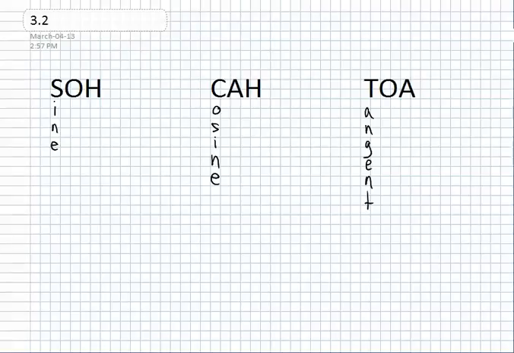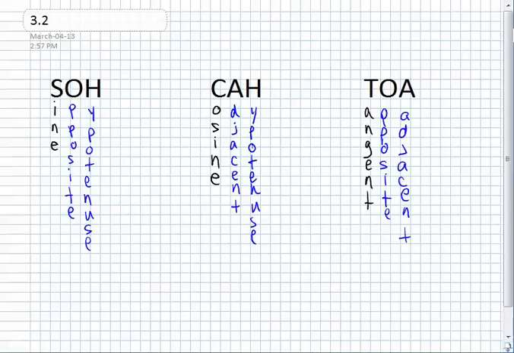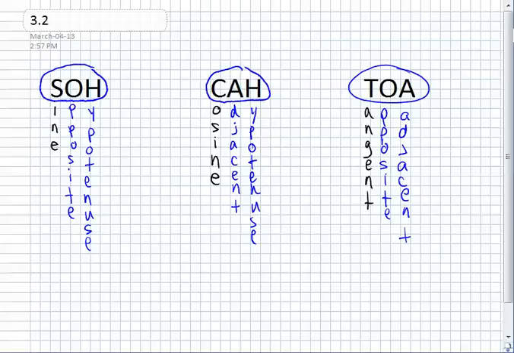And the ratios all involve sides that are opposite, the adjacent side, or the one we haven't talked about yet, the hypotenuse. And that's what the H stands for in each of these abbreviations. We already know that tangent is the opposite side divided by the adjacent side. In other words, TOA, T-O-A. Tangent is opposite over adjacent. Likewise, sine is opposite over hypotenuse, and cosine is adjacent over hypotenuse.